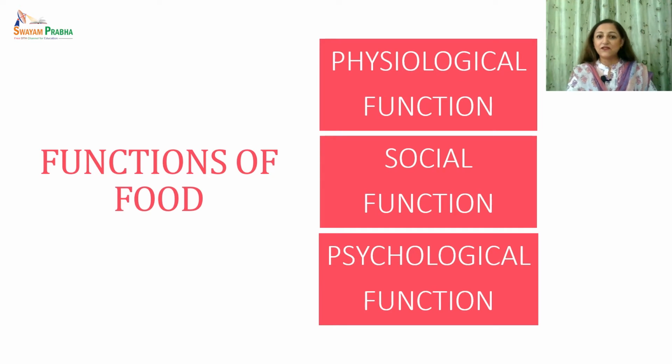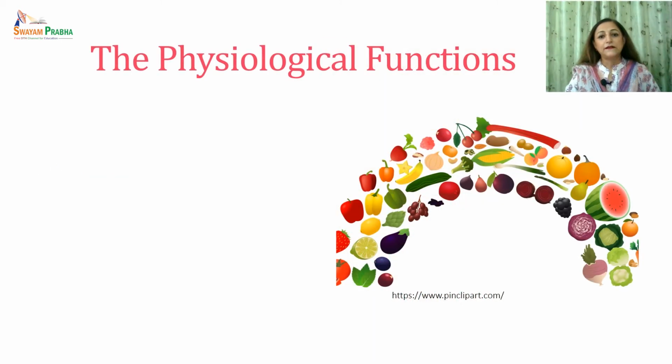We can categorize the functions of food in three subheadings, that is physiological functions of food, social functions of food, and psychological functions of food. The physiological functions of food include all the functions which a food performs for the efficient managing of our body processes. For example, to provide energy. As we had just discussed that we need energy to carry out our voluntary and involuntary activities. So food is required for both kind of activities.